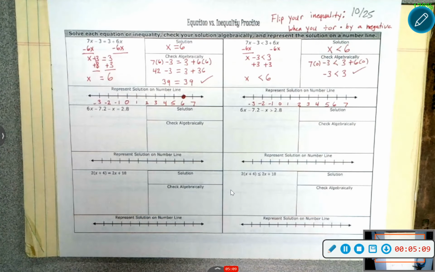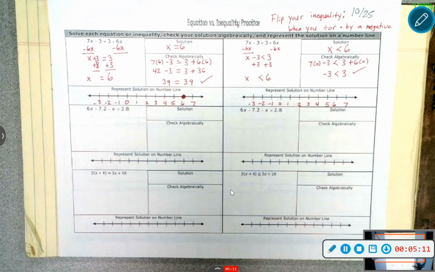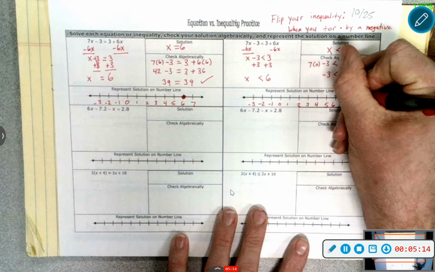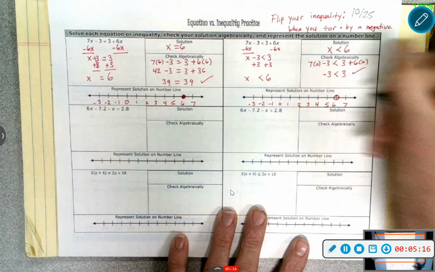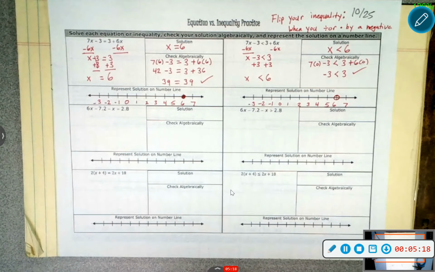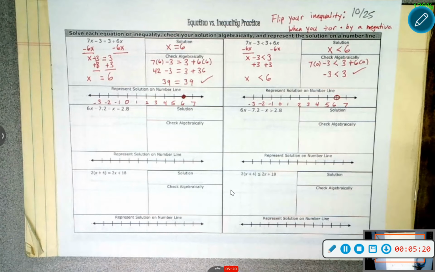Since 6 is not one of the valid solutions, I'm going to put an open circle, just like when we were doing domain and range, and my solution was not equal to 6.